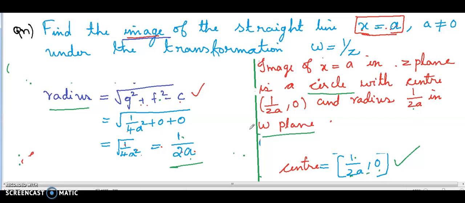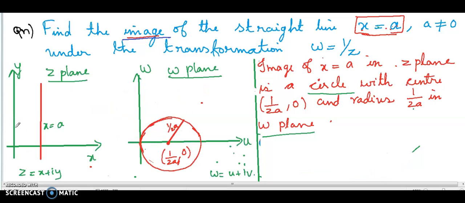So we can draw the image also. Image means we can represent it in a figure like this. The given straight line is x equal to a. You can draw x equal to a in the z plane like this. This first plane is the z plane. In the z plane we always take the x axis and y axis, and for x equal to a, this is the point a on the x axis. Then you can draw a straight line, x equal to a.